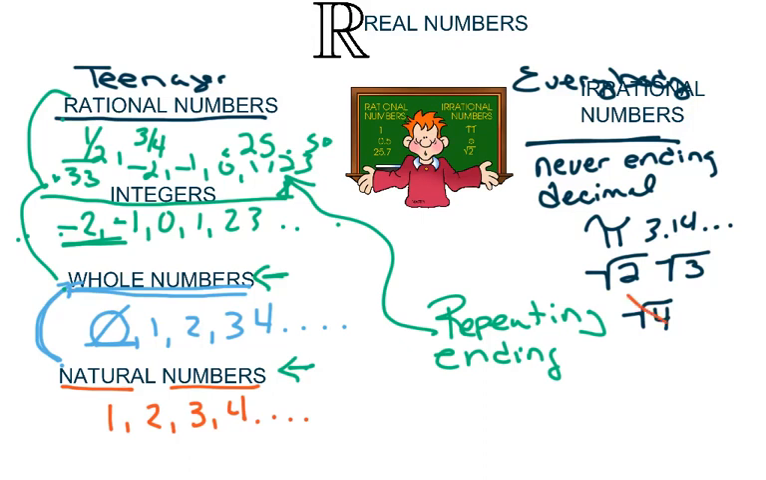Square root of 4 is 2, isn't it? Which is a natural number. So you have to be careful with your square roots. Don't automatically think that it's irrational, because it could be a perfect square, like square root of 9, which is 3. Square root of 16 is 4. Square root of 25 is 5. So be careful of those. But any other square roots and pi are going to be your irrational numbers.